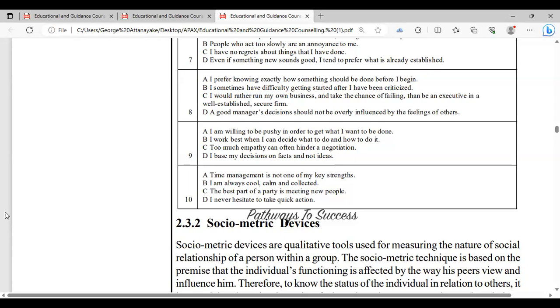D. I never hesitate to take quick actions. So when you want to take actions, you take quick actions. Okay.